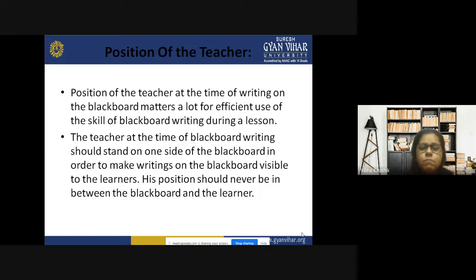He should stand at one side of the blackboard in order to make the writing visible to the learners. Only then will the students be able to easily see what is being written on the board. His position should never be in between the blackboard and the learner. If that happens, the students will not be able to see what the teacher has written on the board.